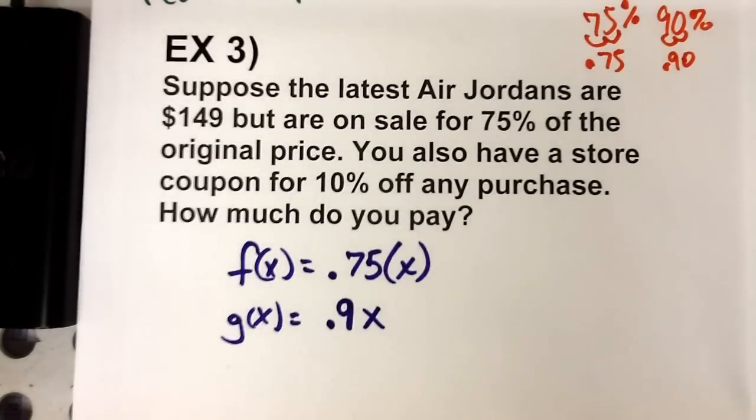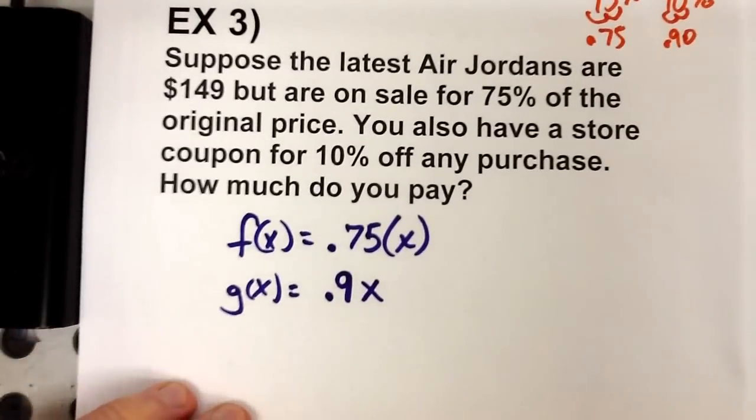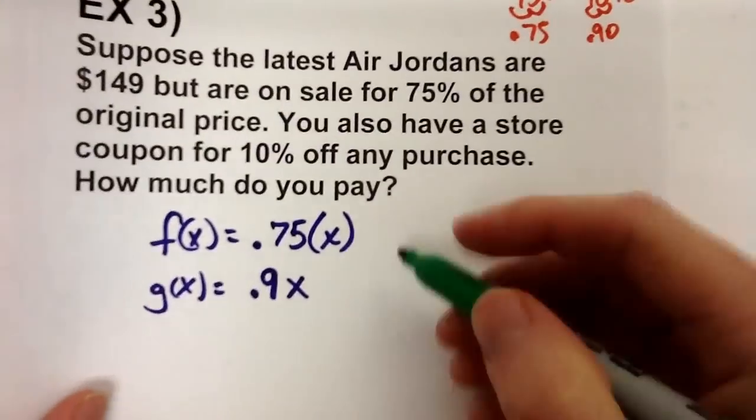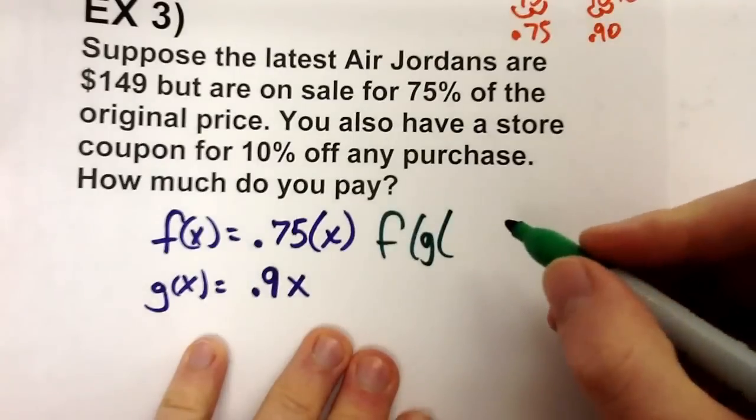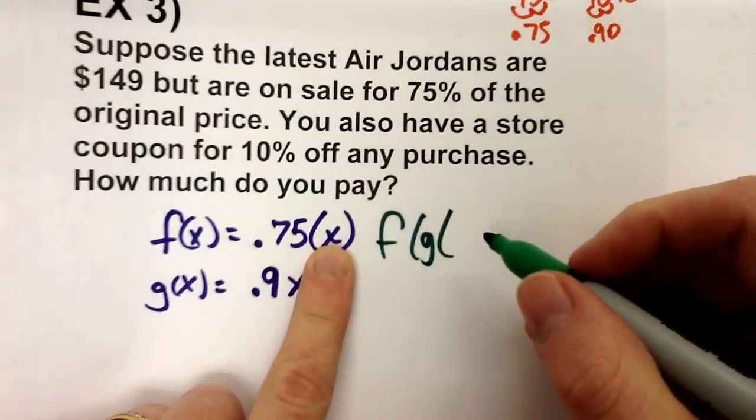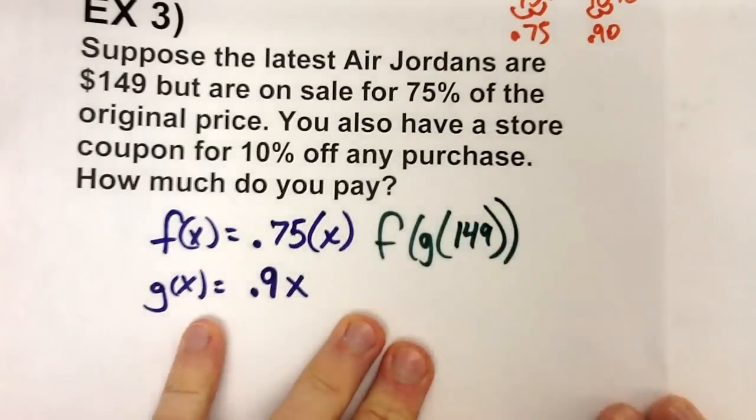All right, so basically I need to do function composition here. With this one, it really doesn't matter. Either way, I'll get the same answer, whether I do f of g or g of f. So I'm just going to do f of g. And the x is the price. Well, it cost $149, so I'm going to put that in for g.